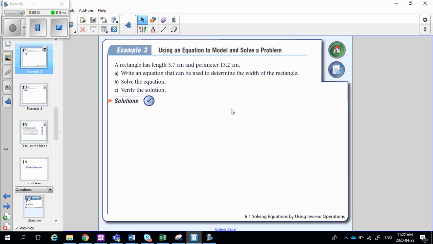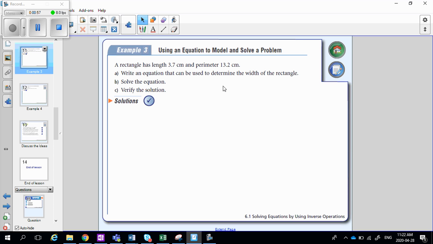Okay, so we have a situation, and we have to turn the situation into an equation. Okay, so we're doing the modeling ourselves instead of it being given to us. Okay, so we'll see what that means. We'll look at this example and figure it out. Okay, so we're going to start here with example 3.